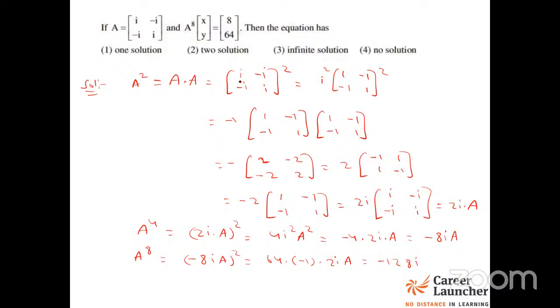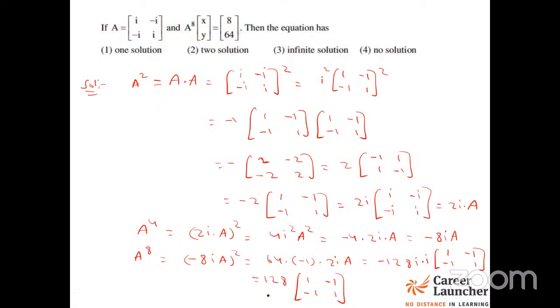And what is A here? Taking i common, it will be the matrix (1, minus 1; minus 1, 1). i square is minus 1, so it will be 128 times the matrix (1, minus 1; minus 1, 1). So this is what we get as the value of A power 8. Now once you get the value of A power 8, you can substitute this value and we get two equations and two unknowns. You can solve the two equations to find the values of x and y, right?